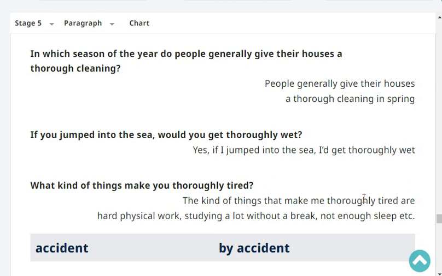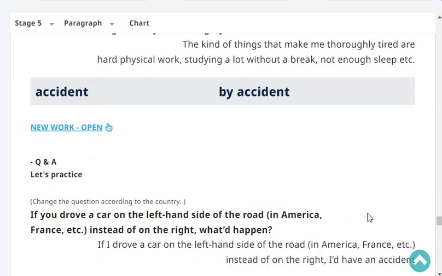What kind of things make you thoroughly tired? The kind of things that make me thoroughly tired are working for a long time, studying a lot without a break, and not enough sleep. Very good.